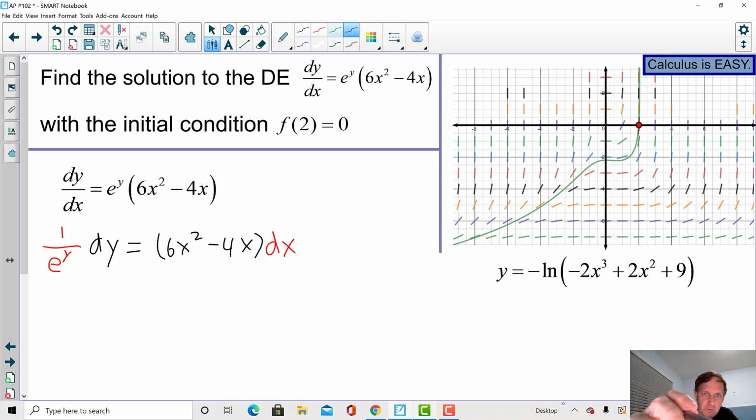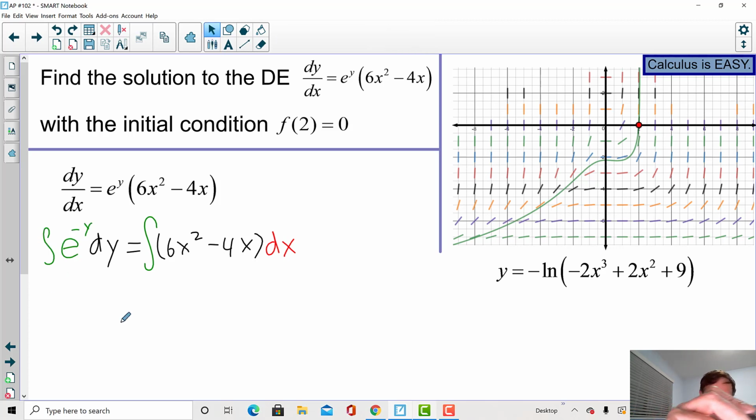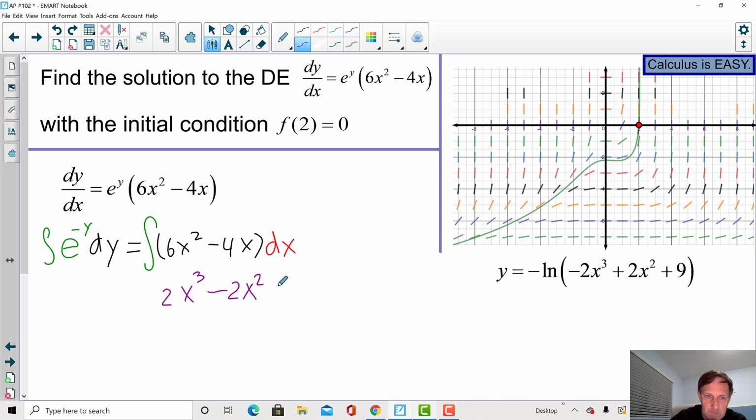Now I can do the integral on both sides. I do need to rewrite this as e to the negative y. Now we can do the integral on both sides. I'm going to put the plus c on the right side. For the integral on the left side, you do need to do a u substitution. Now I need to solve for the y, so I'm going to start by getting rid of this negative in the front right here. I'm going to multiply everything by -1.